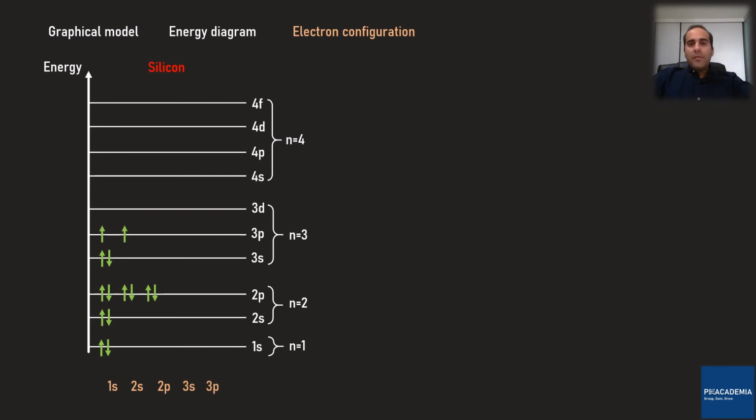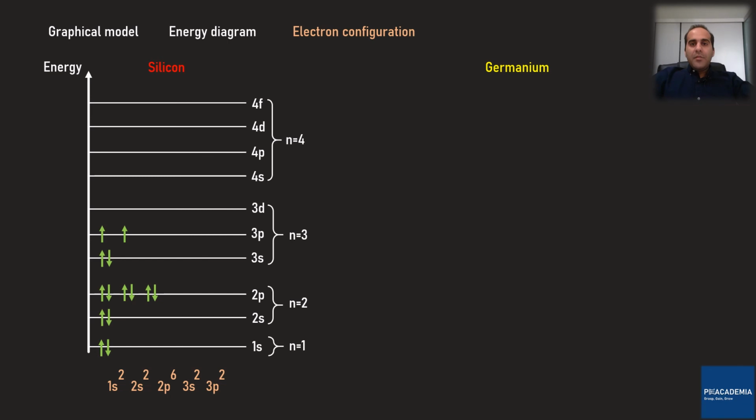Now, on top of each sublevel, write down the number of electrons existing in that sublevel. In 1s, I have 2 electrons, 2s has 2 electrons, 2p has 6 electrons, 3s has 2 electrons, and 3p has 2 electrons. Well done. What I just wrote down here is called the electron configuration. Let's do it for the germanium atom.